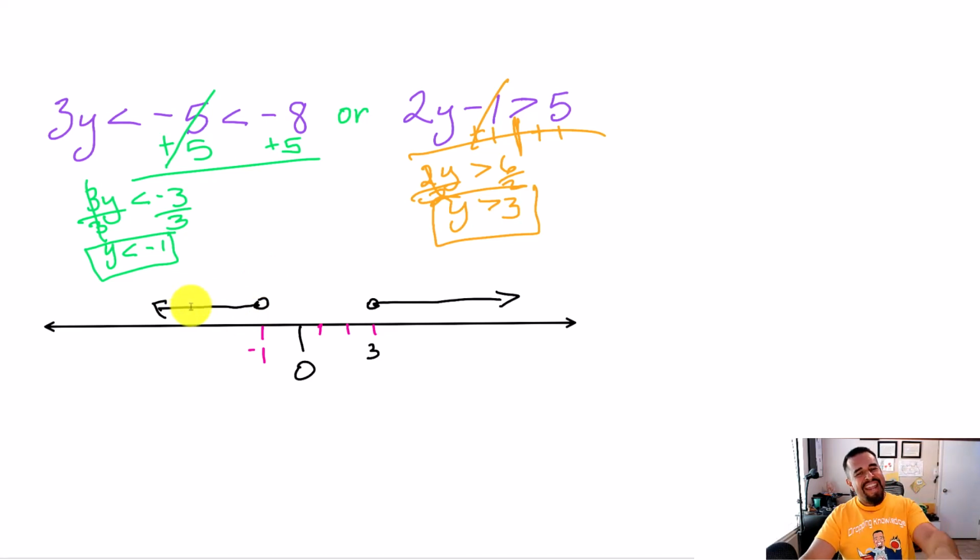All right, and now you understand how to do compound inequalities.